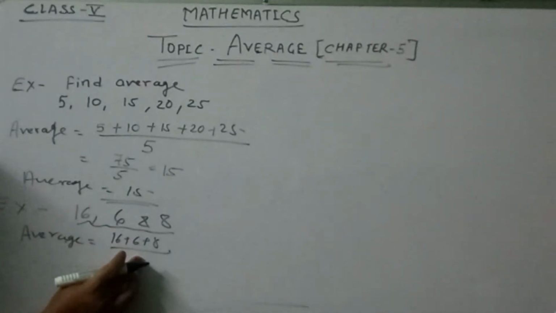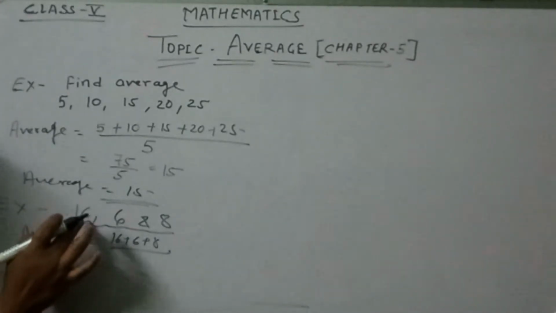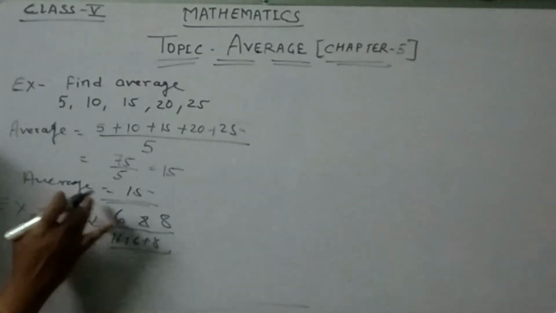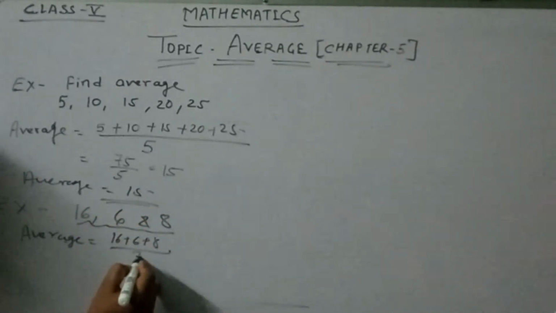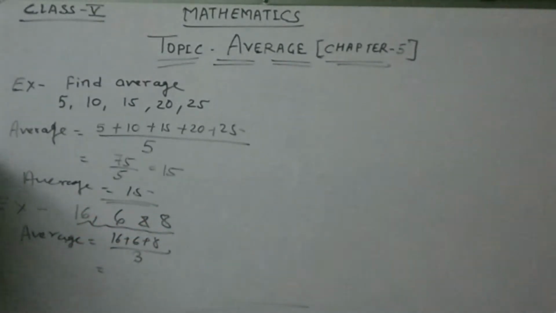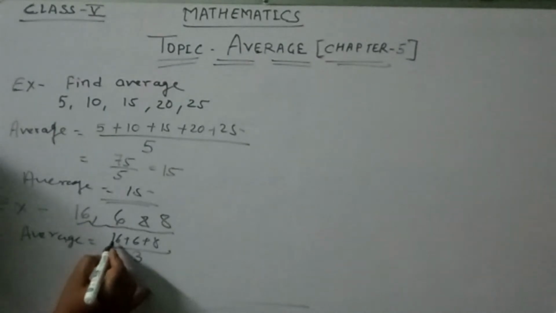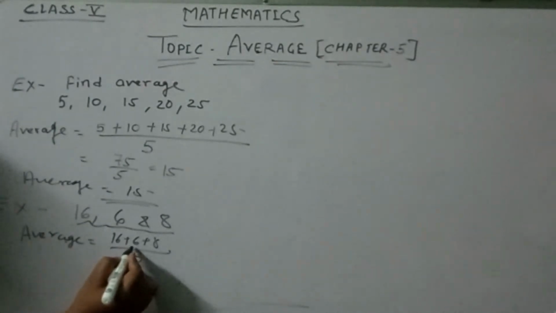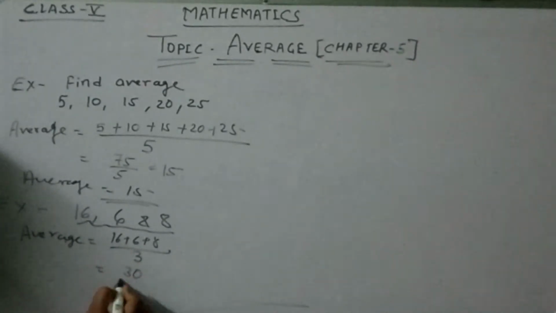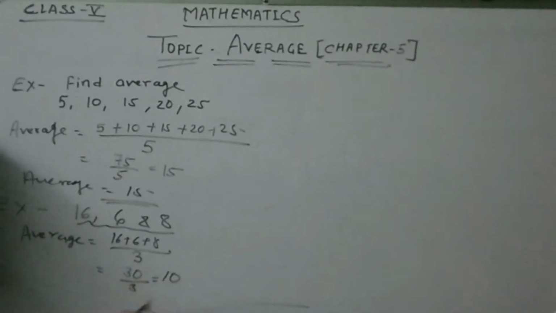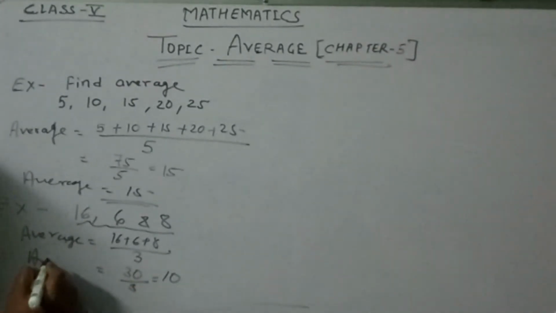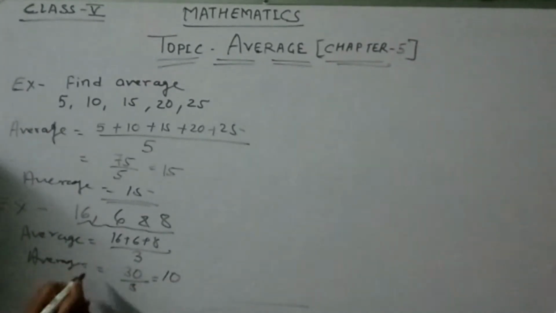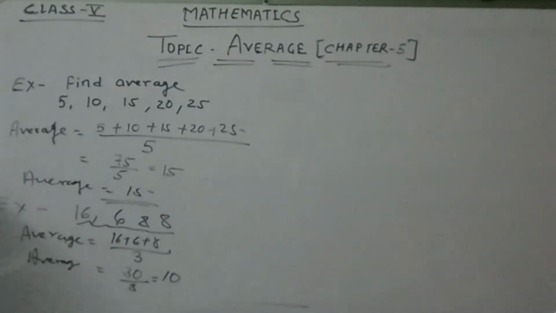What do we have to write here? How many numbers are given here? We have to count the numbers. 1, 2, 3. It is 3. Add these numbers: 16 plus 6 is 22, plus 8 is 30. 30 divided by 3 is 10. So what is the average of the given numbers? The average of the given numbers is 10.